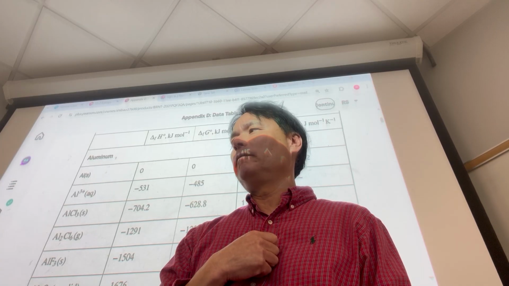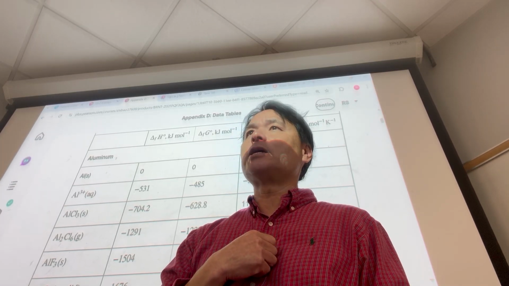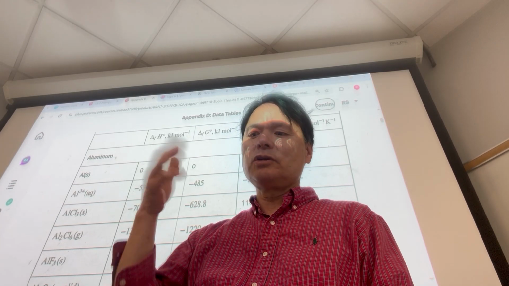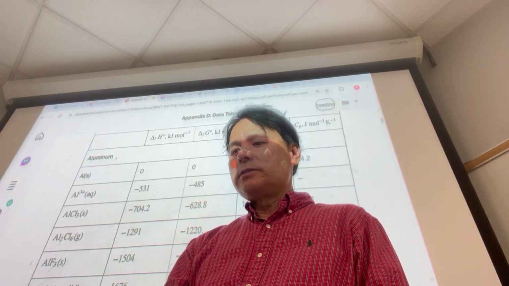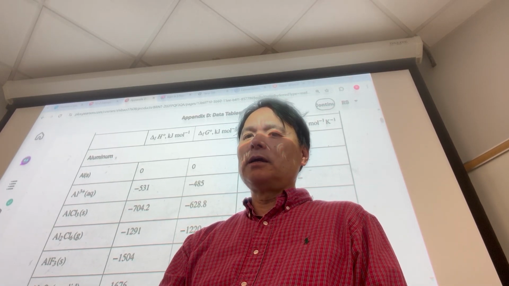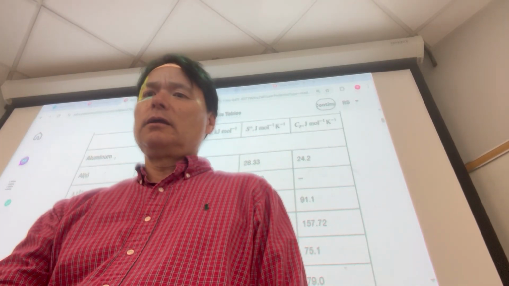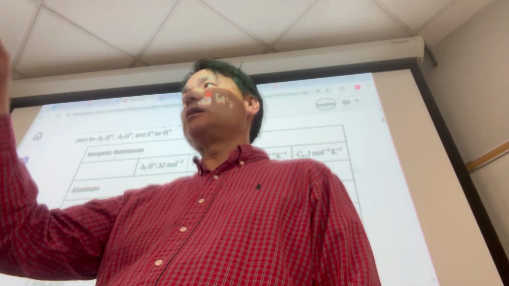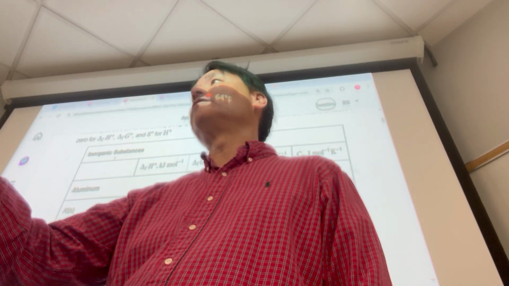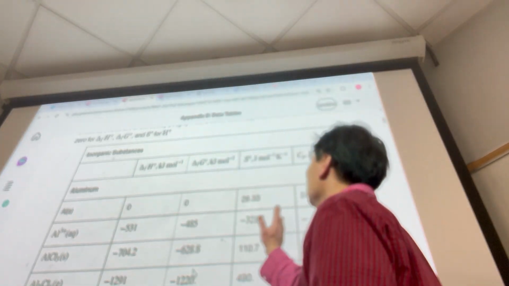Just reminding you about the table. This should have been clear in Chem 1A, but if it wasn't, then we're going to see it again, and we're going to see it again. There are like 3 tables in one: Fahrenheit, Celsius, and Kelvin. So be aware of that.